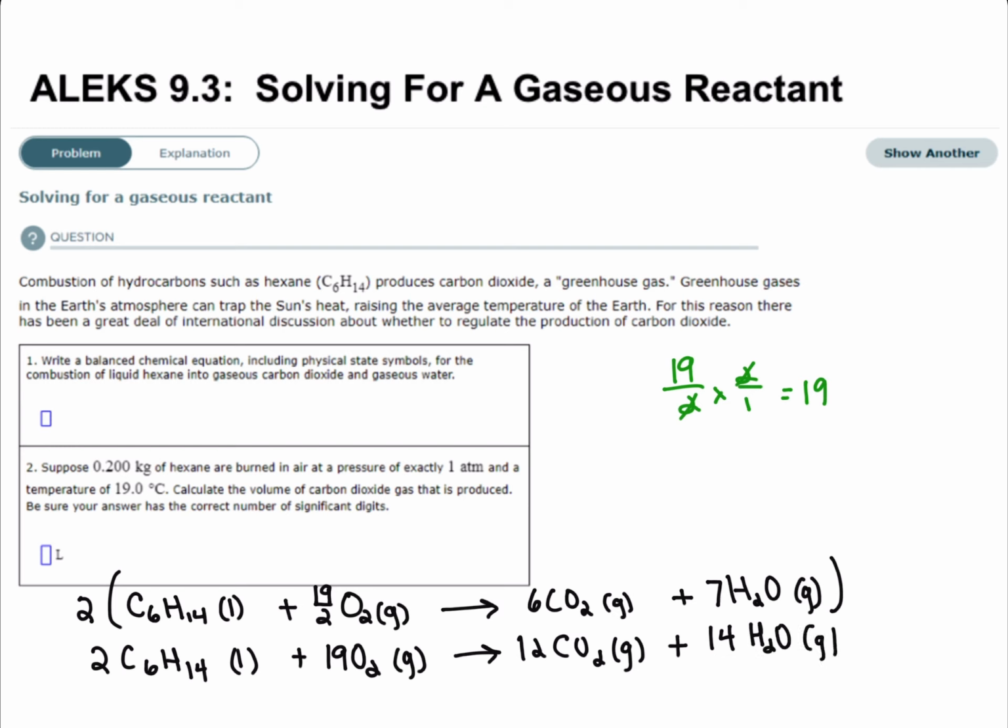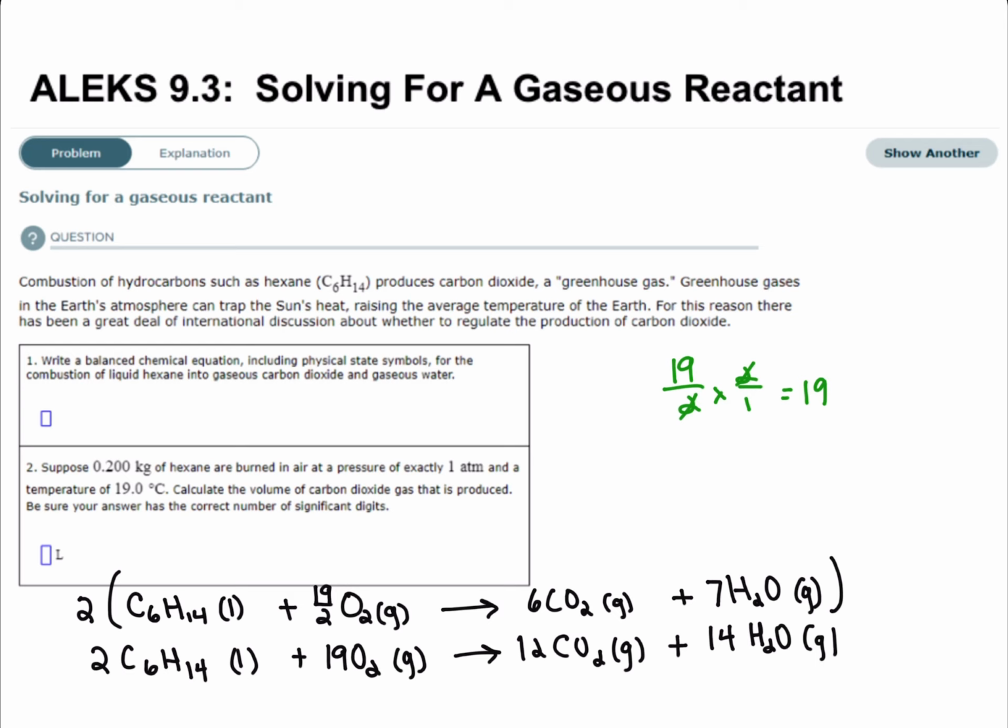Let's see if we did this right. I've got 12 carbons on the left, 12 carbons on the right. I've got 28 hydrogens on the left and 28 hydrogens on the right. I have 38 oxygens on the left. On the right I have 24 oxygens from carbon dioxide and 14 oxygens from the water, so that is 38 oxygens. So this is my balanced chemical equation with the physical state symbols.